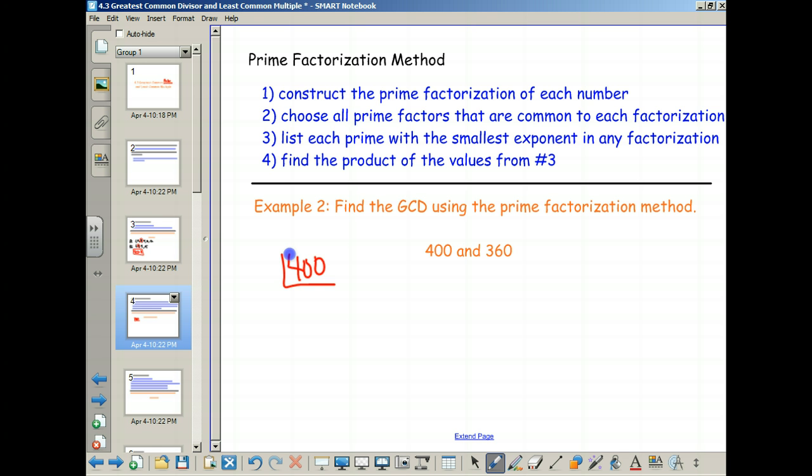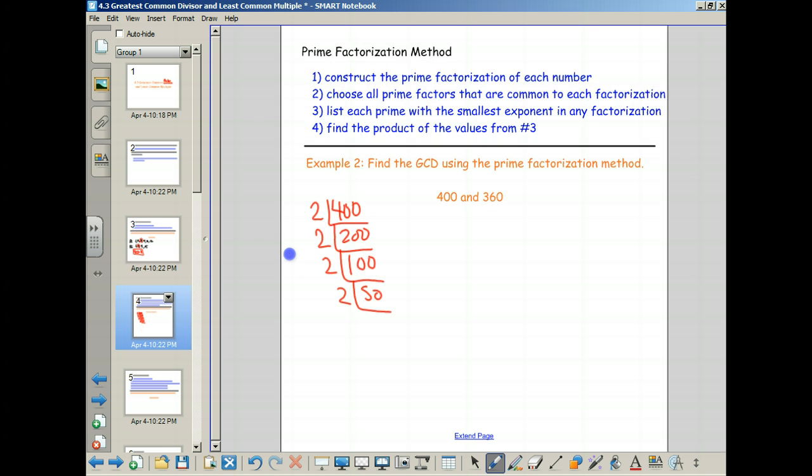400 is divisible by, smallest prime factor, what is it? 2. 400 divided by 2 is 200. Then I'm going to divide by 2, and I'll divide by 2 again, I feel like one of those auctioneers. And then I get 25, and then 5 and 5. Awesome. We'll come back to this in a minute.